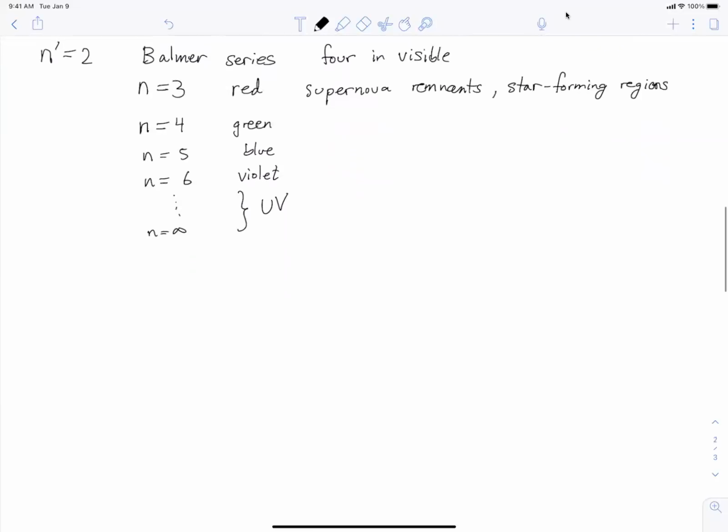Okay, unfortunately, that's it for visible, because if you go to n prime equals 3, that's called the Paschen series. Okay, and so what n's are allowed? Basically any n larger than 3. So you have n equals 4, n equals 5, and then the lines get very close together for n very large, but these are all in the infrared.